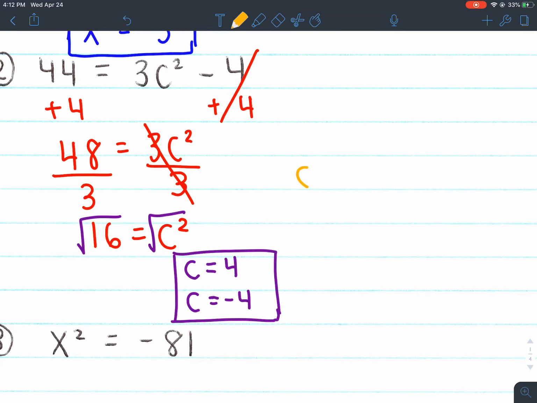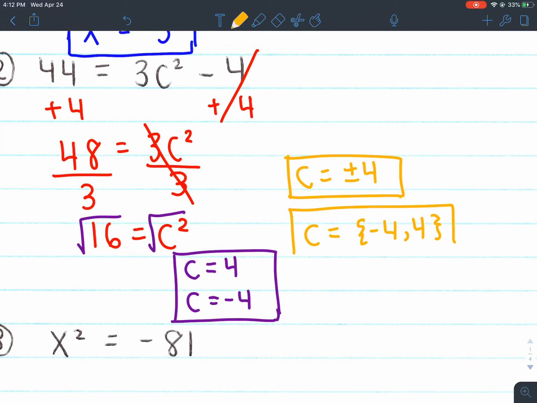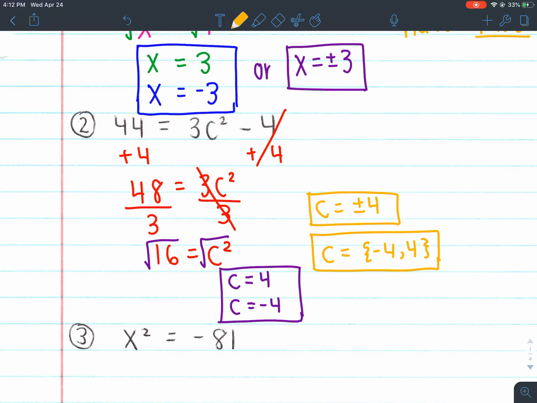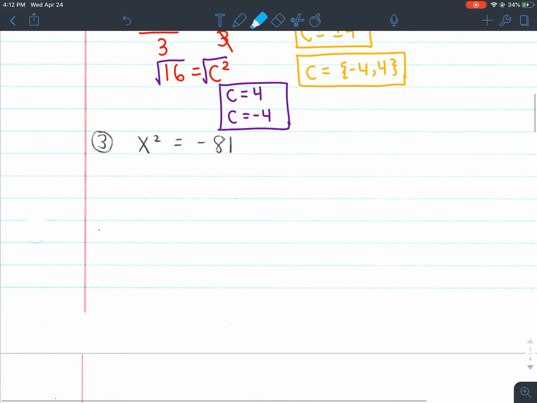You can also write c equals plus or minus 4, or you can write c equals negative 4 and positive 4, the set of those two things. There's lots of ways to write it, but you need to pick one. If I'm going to be honest with you, I would definitely pick the one where you write them separately, because it will help you make fewer mistakes when we get to more complicated stuff. So I would recommend you write it separately as 2 different solutions rather than plus or minus. All right.